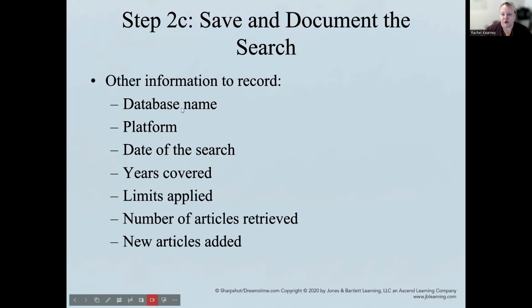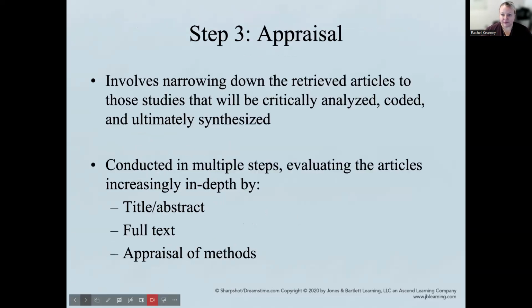Other things you might want to record are the database you're using, what date you searched, and the years and limits. So if I only search from 2000 to the current, or 2015 to the current, what other limits? Maybe articles only published in English. And then how many articles did it produce? And then any new articles that you would add at a later time.